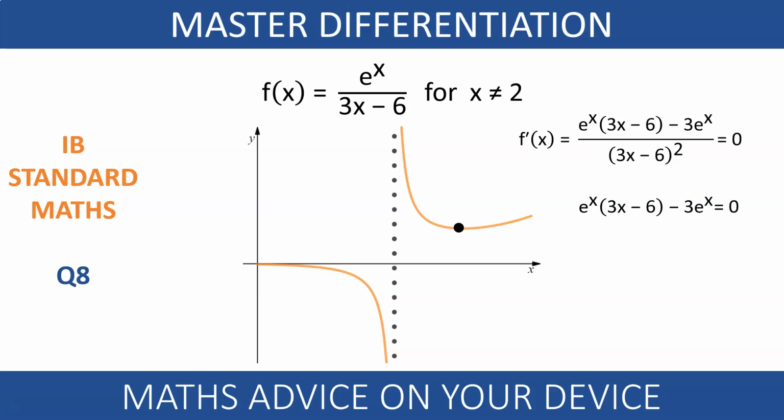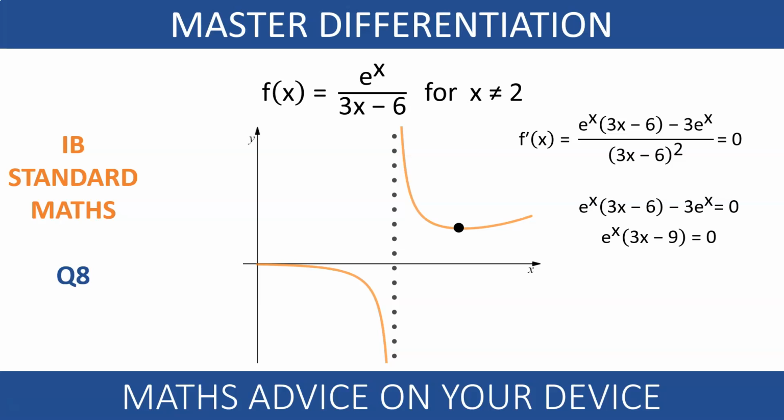Pay attention to the minus 6 e^x from inside the bracket and the minus 3 e^x from outside the bracket. They both collect as minus 9 e^x. Since we are solving for 0, we are much better leaving this in factorized form.